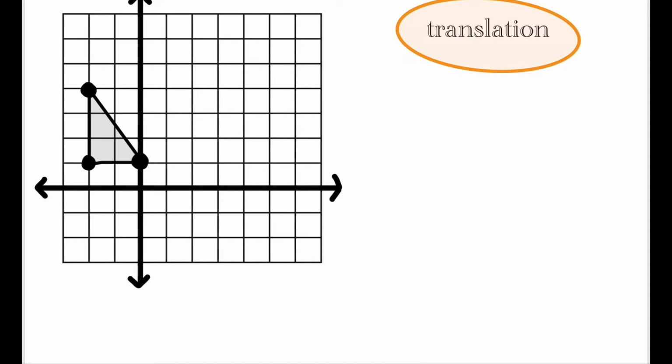Let's say I've got a figure that I want to translate. So this triangle, or with any shape that you have, you'll want to start by labeling the points that you have. So I'll call this triangle A, B, C.